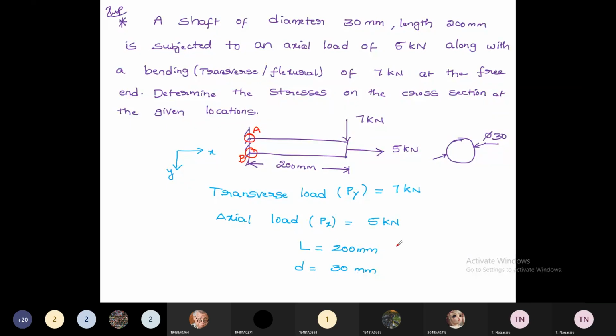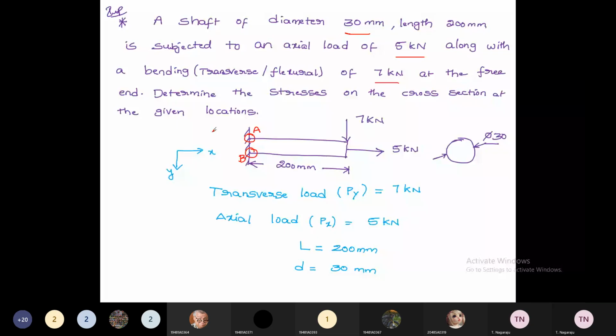Then this is a problem on torsional shear stresses. A shaft of diameter 30 mm and length 200 mm is subjected to an axial load of 5 kilonewtons, axial load meaning acting along its axis, and a bending load of 7 kilonewtons at its free end. Determine the stresses on the cross section at the given location.